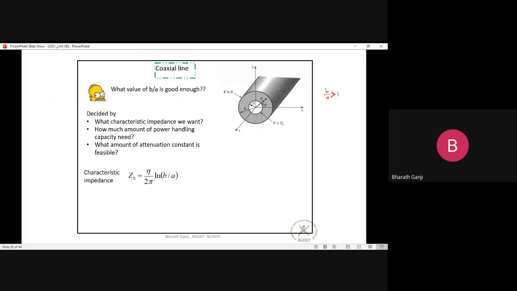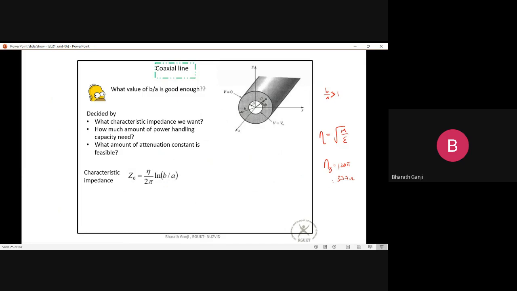We have already derived the expression for characteristic impedance. The characteristic impedance involves eta, which is the intrinsic impedance of the wave propagating inside the medium, that is, eta is the square root of mu by epsilon. If it is filled with air, then it is simply 120 pi, or 377 ohms. So here Z naught depends upon the b by a ratio. For a given b by a ratio, if I choose b by a exactly equal to 2, then I'm fixing a characteristic impedance.